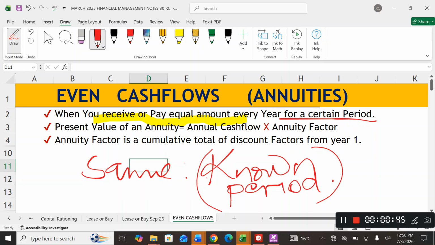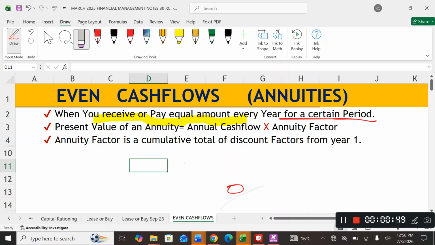That is an annuity. So when we are to find the present value of an annuity, this is what we do. Present value of an annuity is equal to the annual cash flow multiplied by the annuity factor. So we need now to understand what an annuity factor is. An annuity factor is a cumulative total of discount factors from year one. So what is it that we are saying?